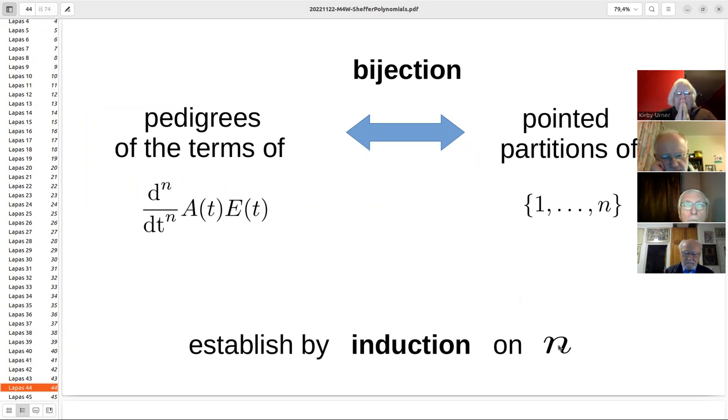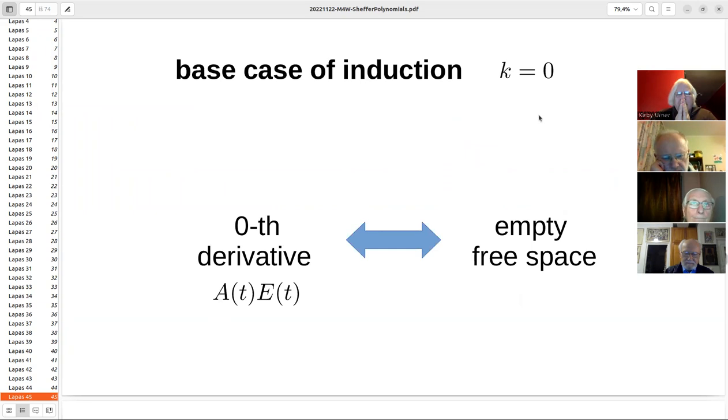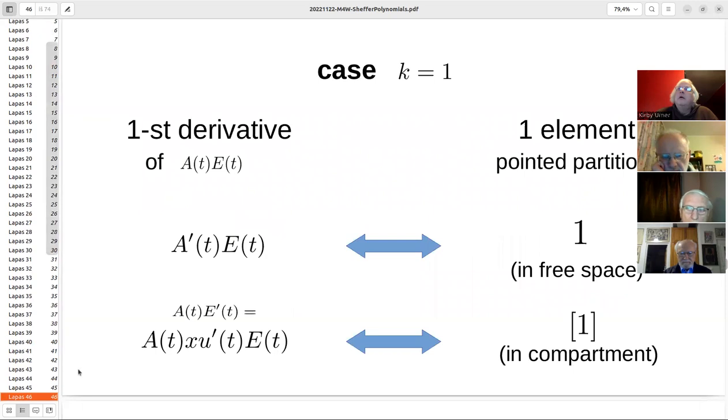So induction is like a ladder. So we'll first start, well, is it true when k equals 0? Well, that's trivially true. I mean, there's just one term here, a of t, e of t, and then we just have one term when we have the free space or the empty space, which has the original term. That's almost too easy. So sometimes it's nice to look at the next case, k equals 1.